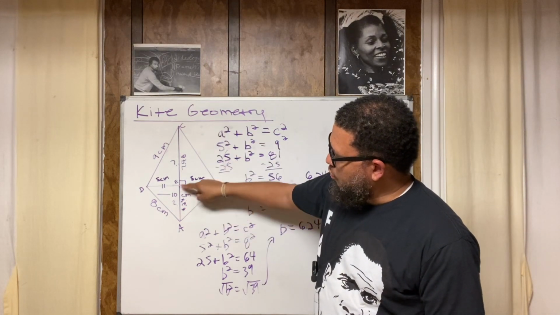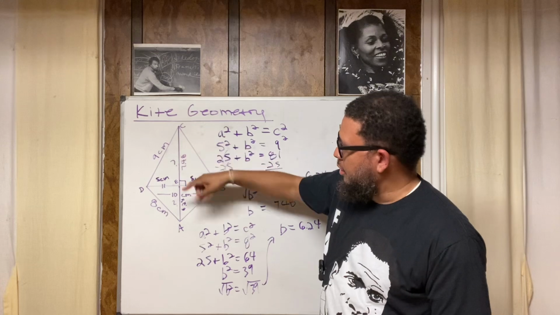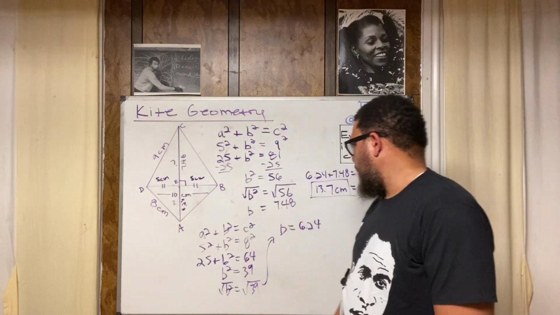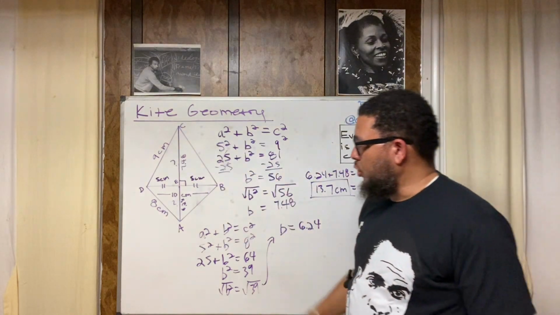But anyway, final answer 13.7 centimeters from point A to point C. This is 6.24 centimeters. This is 7.48 centimeters. So that's what we're working with. All right, but notice what we had to do.